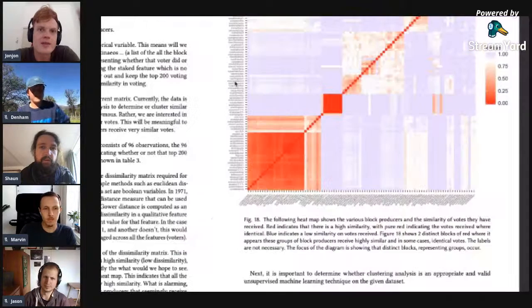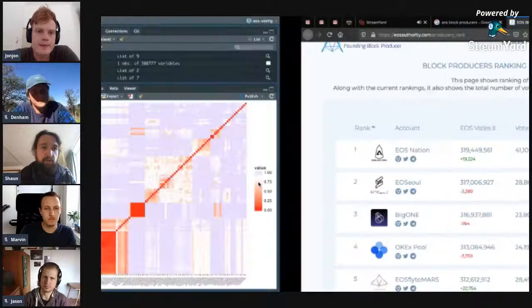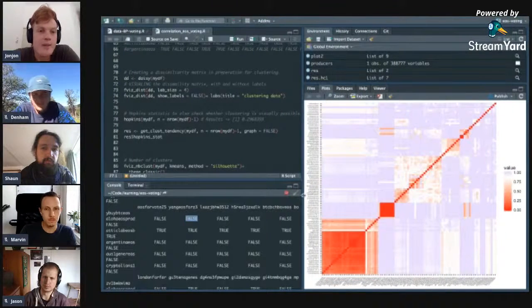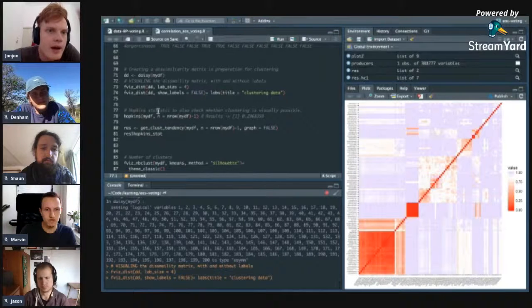Does the data self-organize into the biggest block on the bottom left? I actually don't know. It uses this package called fizzDist.